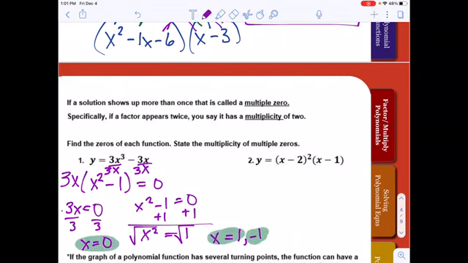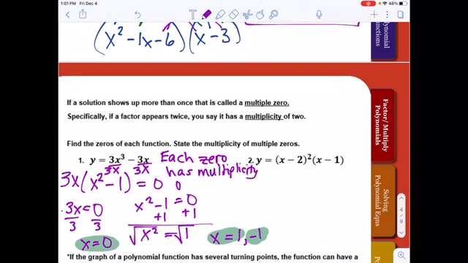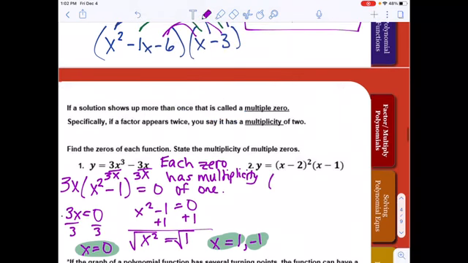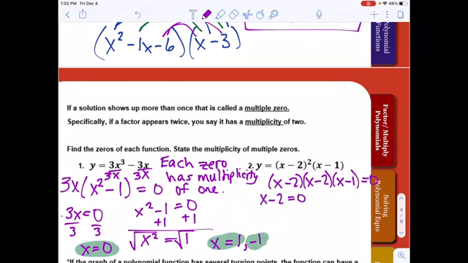So because all of these are different numbers, each zero, or each solution, has multiplicity of 1 because they only show up once. Okay? This next one, because there is this 2 here, that does not mean distribute the 2 through. It means that that whole parenthesis shows up twice. So you can rewrite that. This is pretty nifty because it's already factored for us. We can just set each parenthesis set equal to 0.